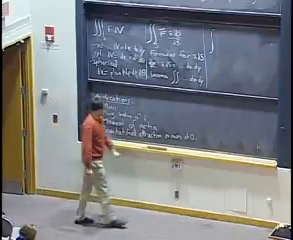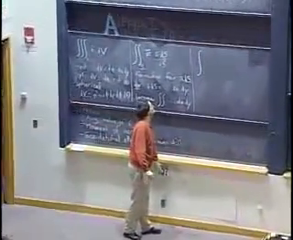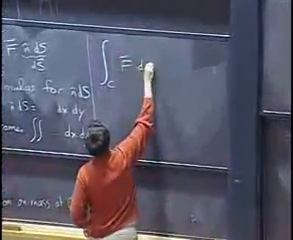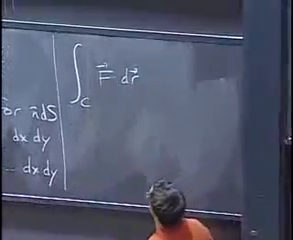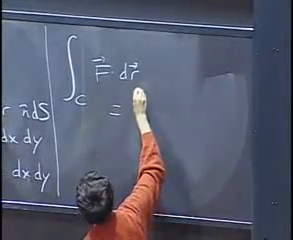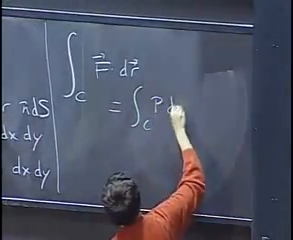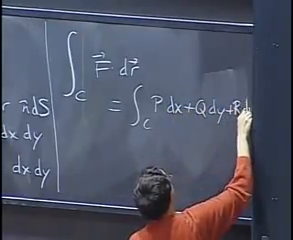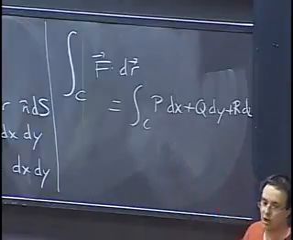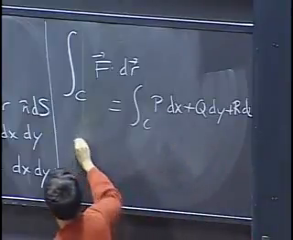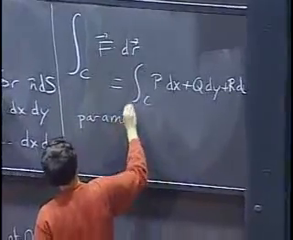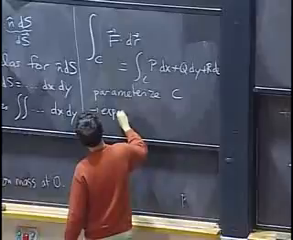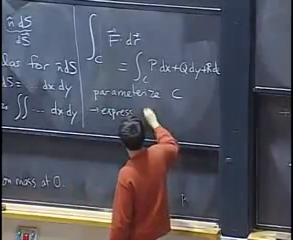Okay. Anyway, let's move on to line integrals. Those are actually a piece of cake in comparison, okay? Because this is just the integral of P dx plus Q dy plus R dz, and then all you have to do is parameterize the curve C to express everything in terms of a single variable.